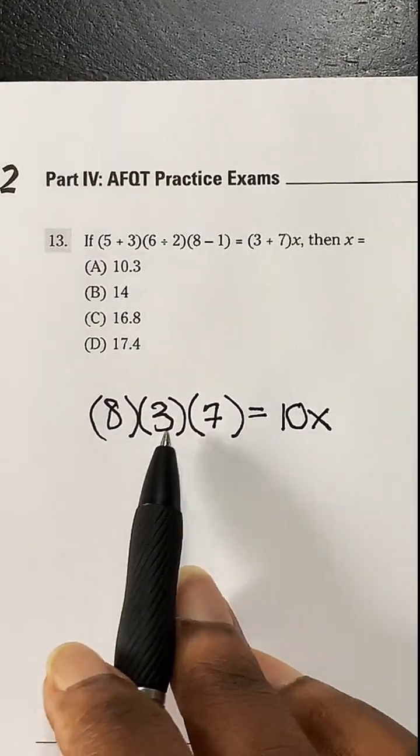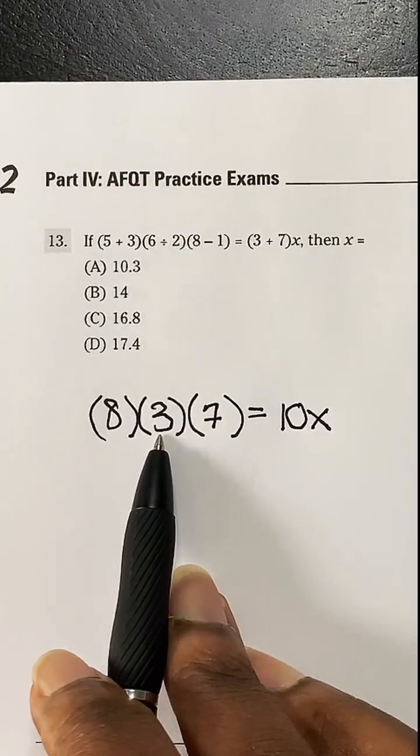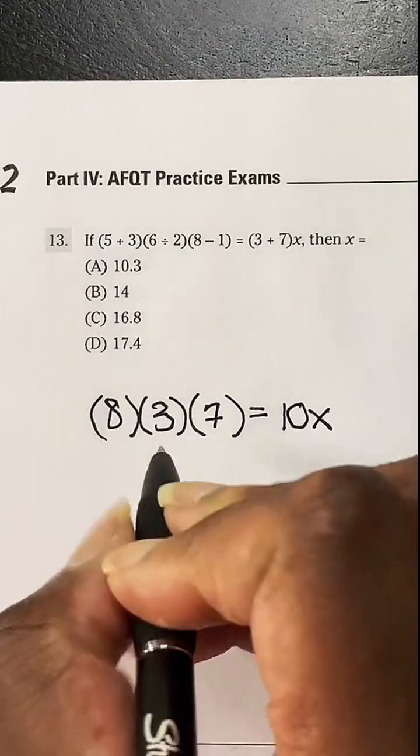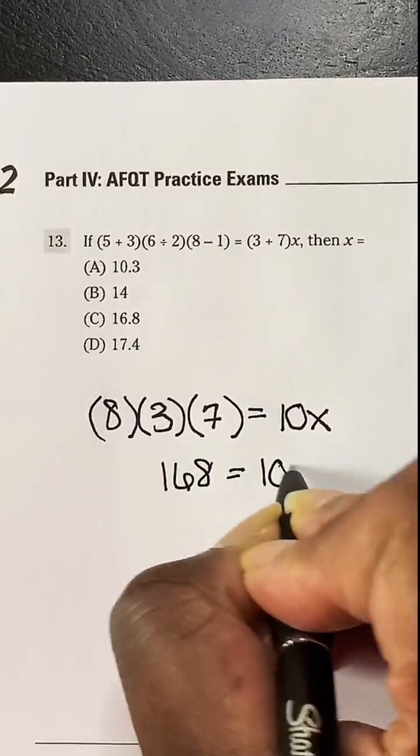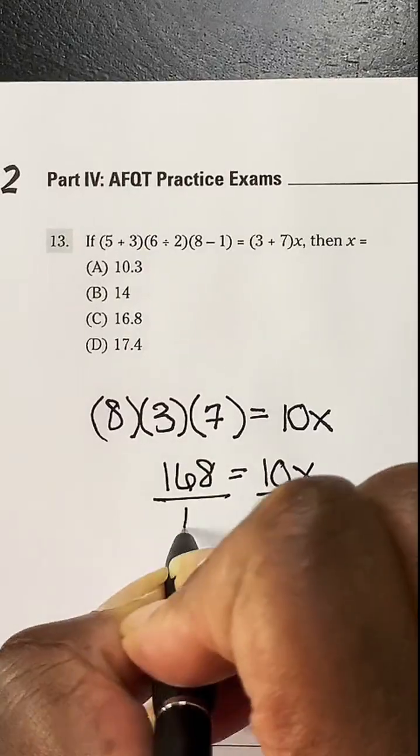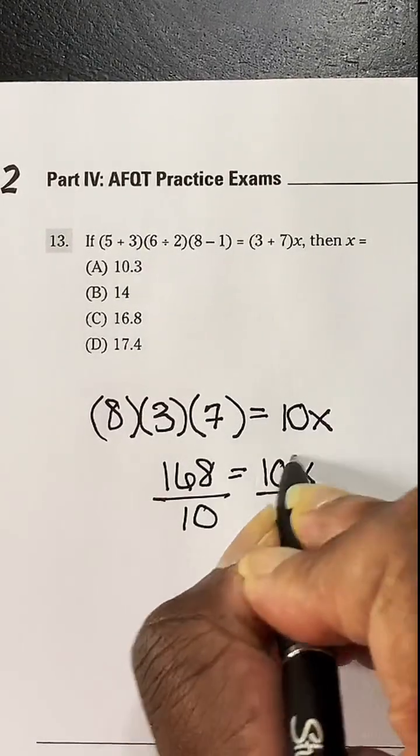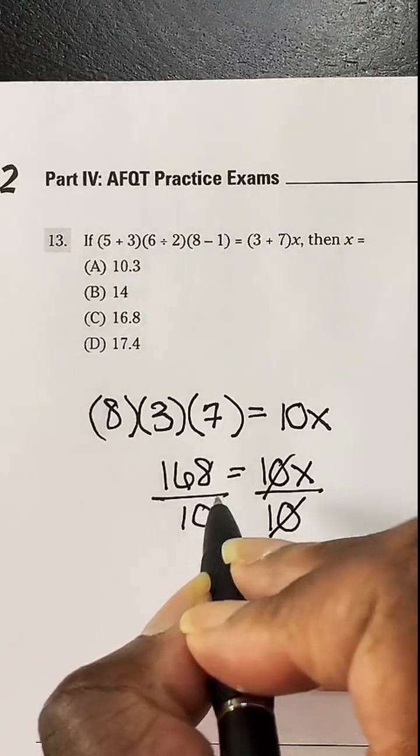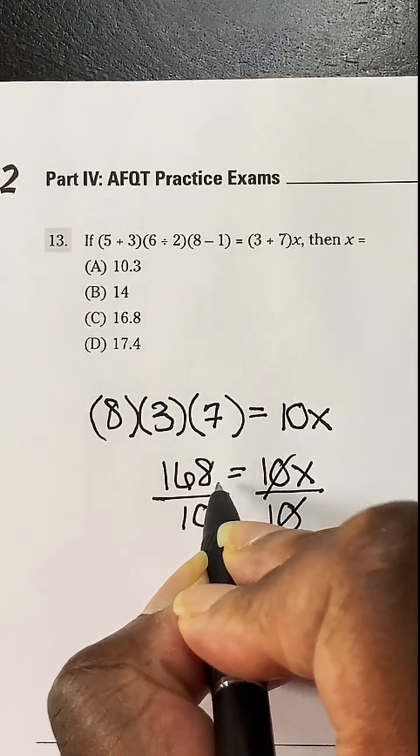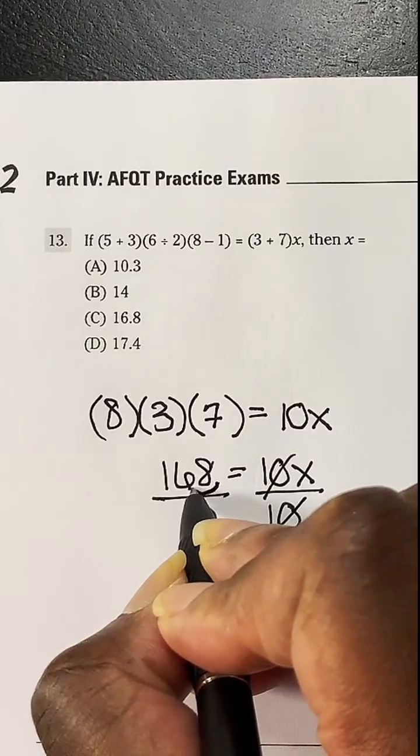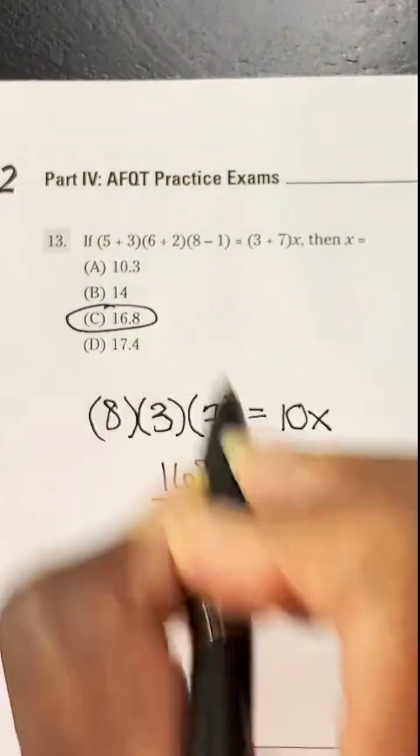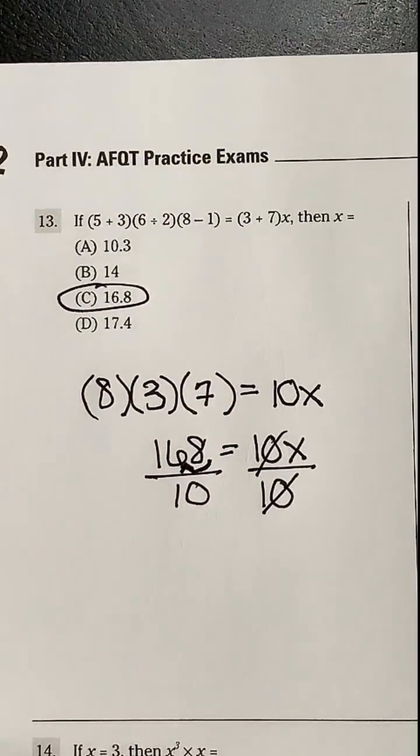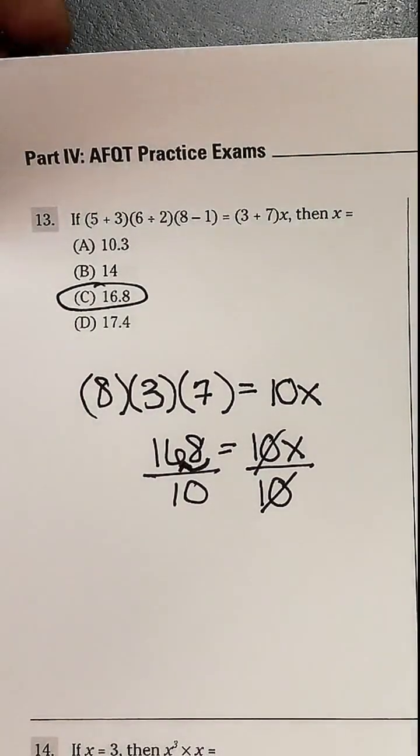So if you do 8 times 3, that gives you your 24. And then the 24 times your 7 gives you 168 times 10. Similar to what we were discussing earlier, if we're dividing by 10, we're basically taking the decimal point, which is going to be here on the end, and moving it one space to the left. So that will give us our C, 16.8.